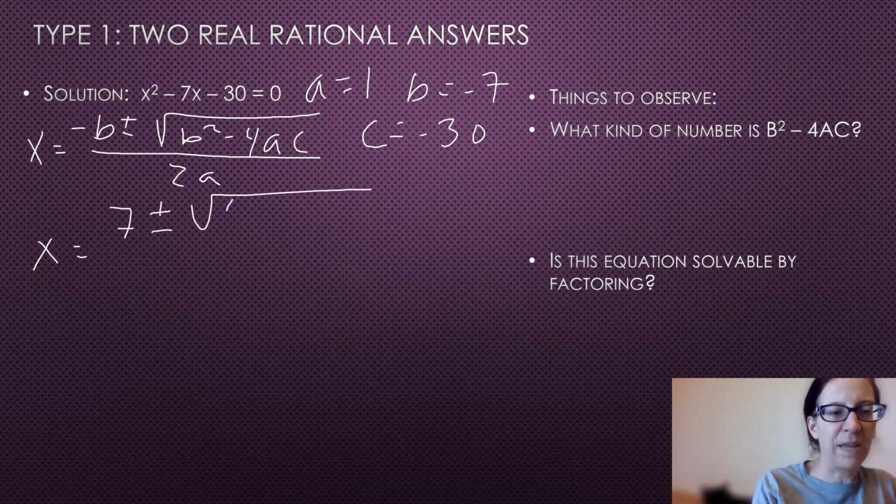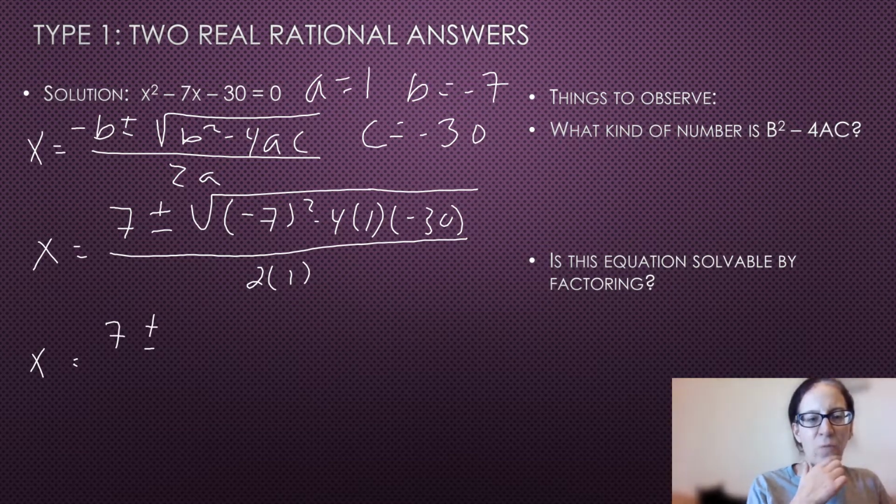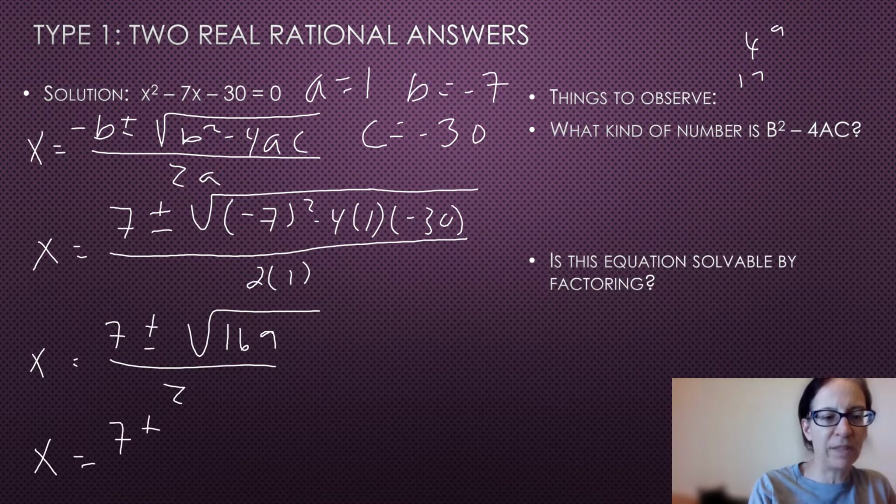And then this would be -7 squared minus 4 times 1 times -30, ouch, all over 2 times 1. Okay, let's see if we can do some work on that. Lovely. That is going to be 49 plus 120, which is 169. And 2 times 1 is just 2. And then the square root of 169 is 13.